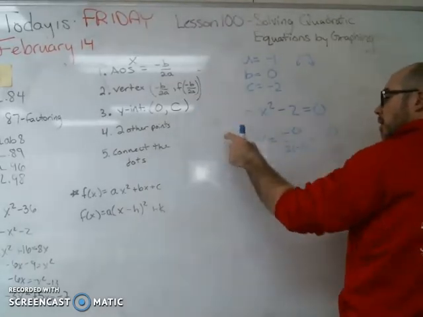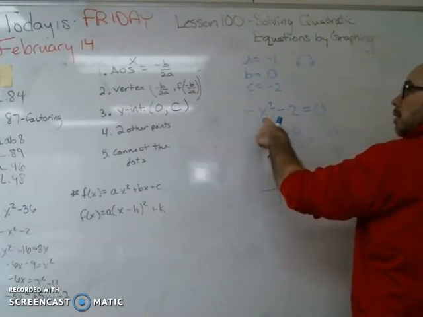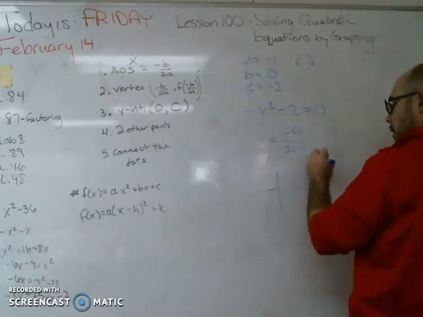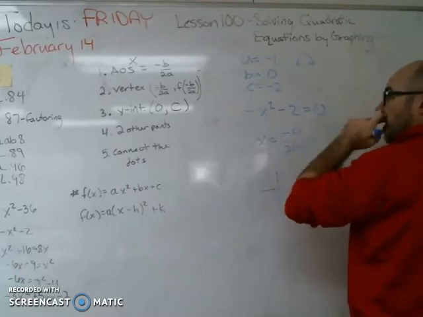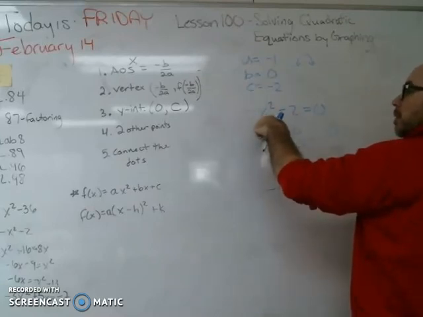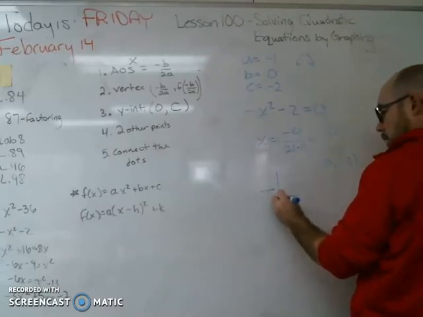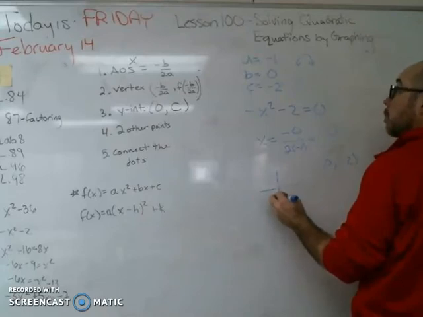The vertex is when we plug in a 0 into the equation. That would be at 0, comma, right here, negative 0 squared minus 2. (0, negative 2). There's our vertex. It opens down, we said.